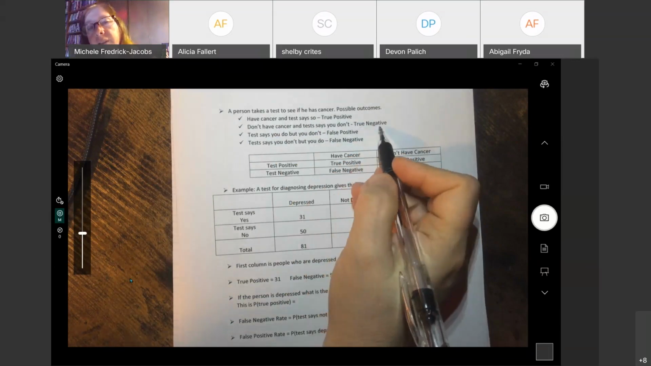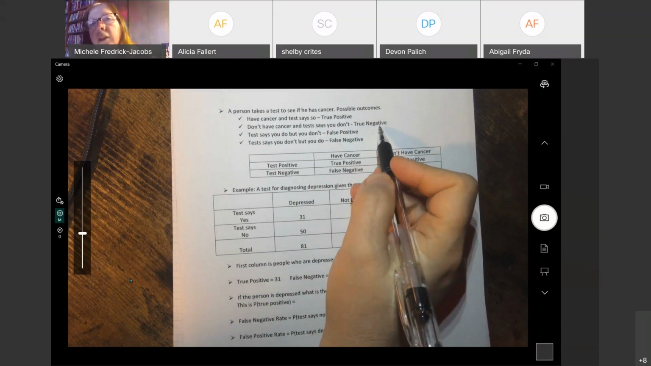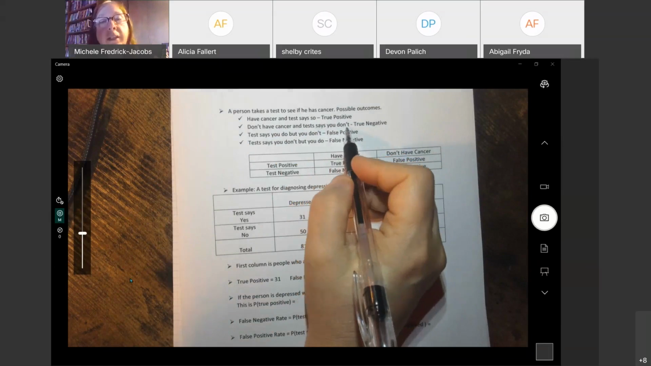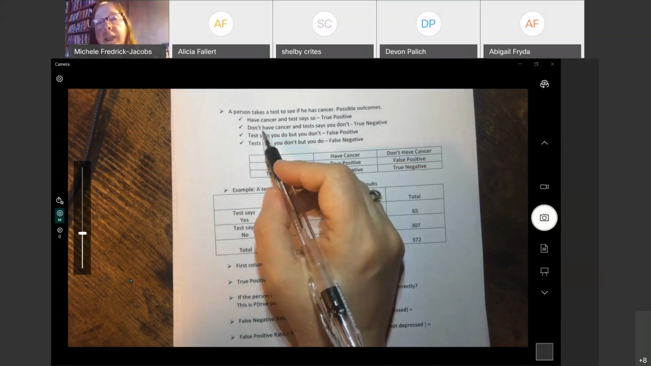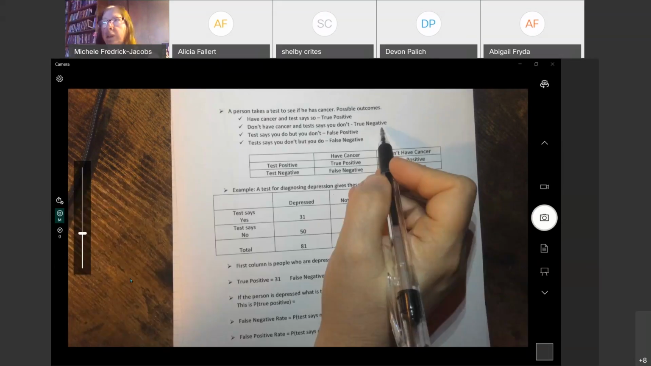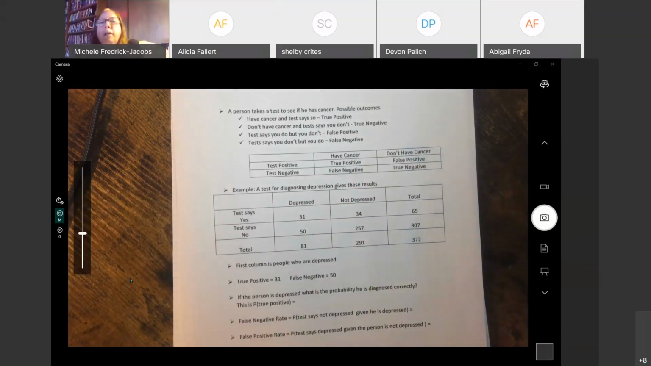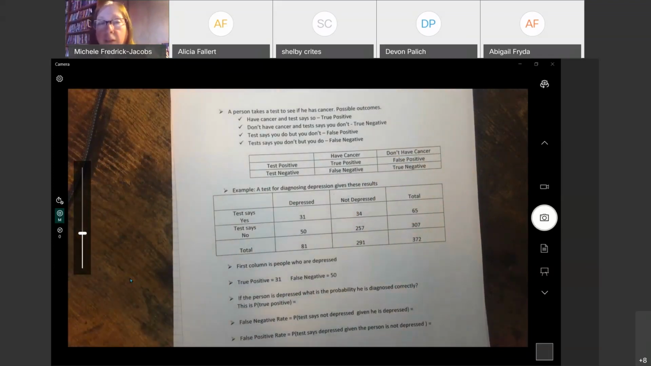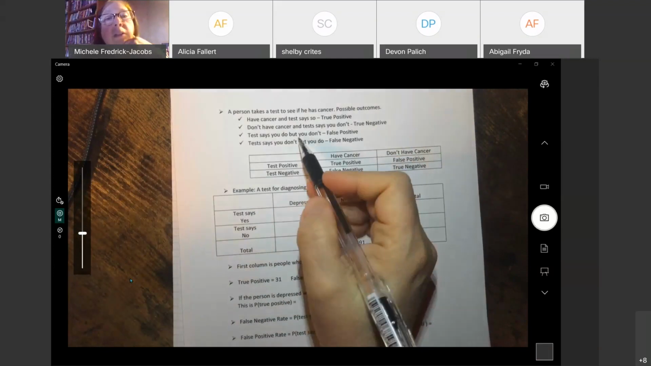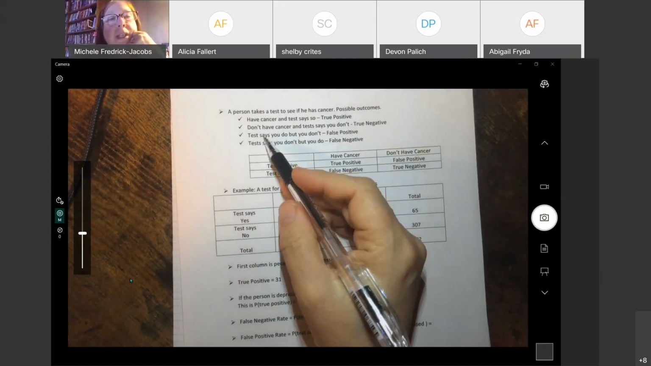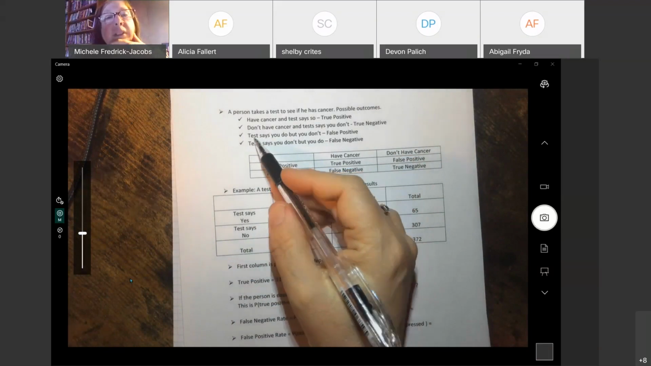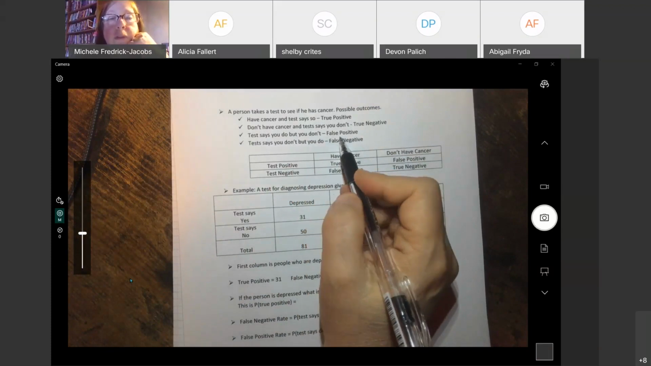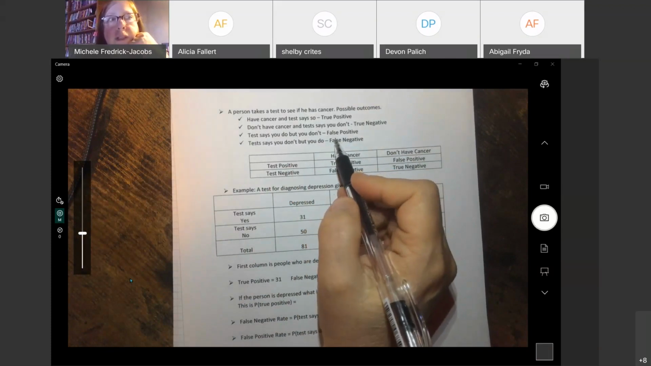A true negative means the test says you don't, and the true means it's correct. So it means you don't have cancer, the test said so, and you don't have it. That's a true negative. So anytime they're telling you these, that's what they mean. The positive or negative is what the test says, and true or false is if it's correct. So like these two, the first one, the test says you have it, which is positive, but you don't, so it's false. Any questions?